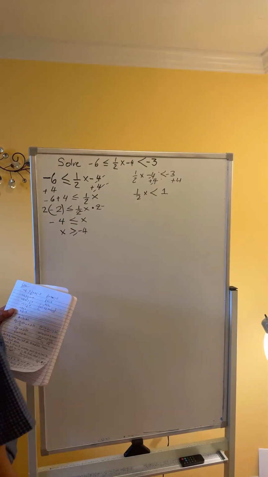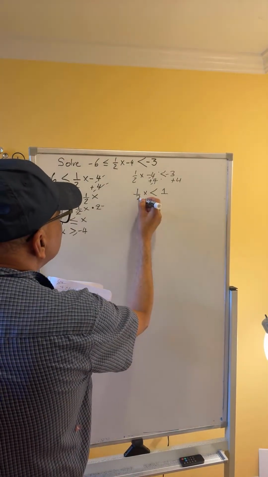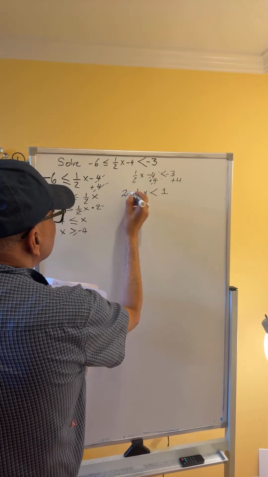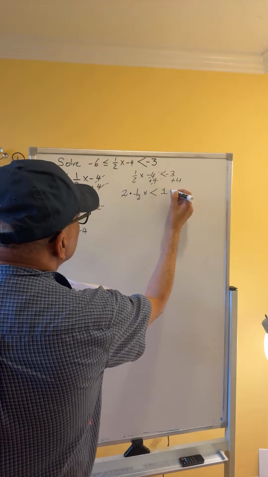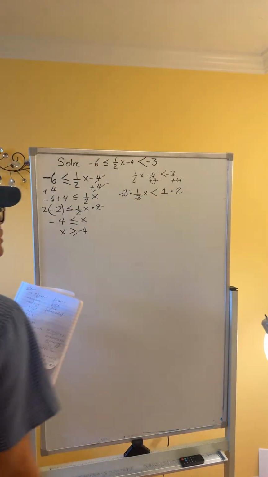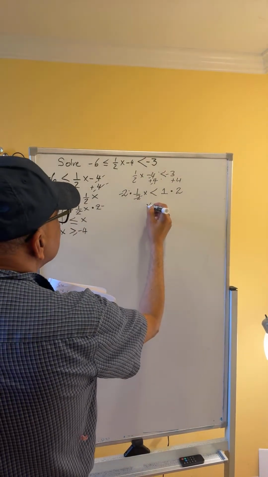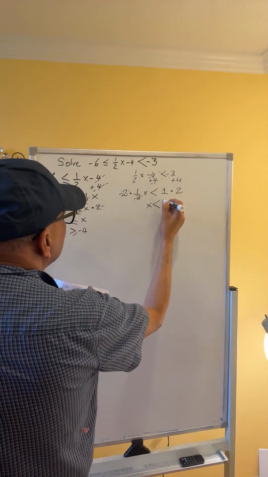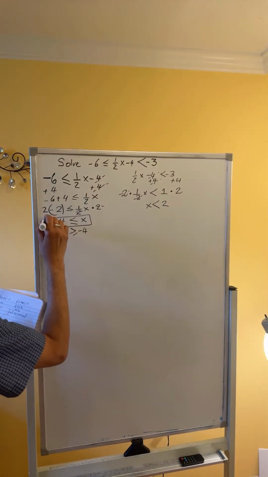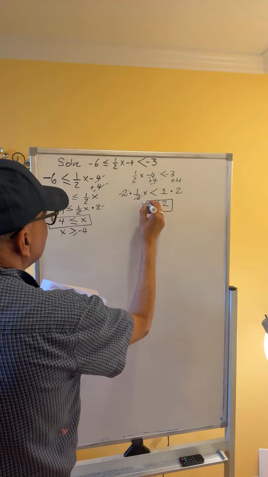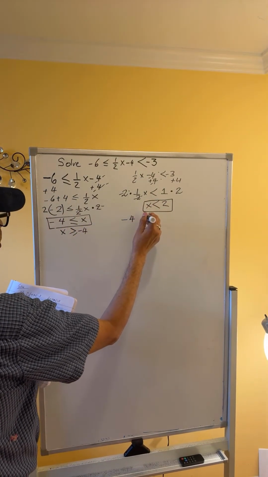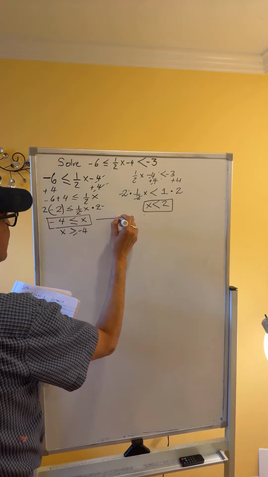Okay. Now we have to remove the 2 from the denominator. X divided by 2. Opposite of division is multiplication. So this 2 and this 2 cancel. So x is less than 2 times 1 is 2. Now we combine this result with this result. Minus 4 is less equal to x.